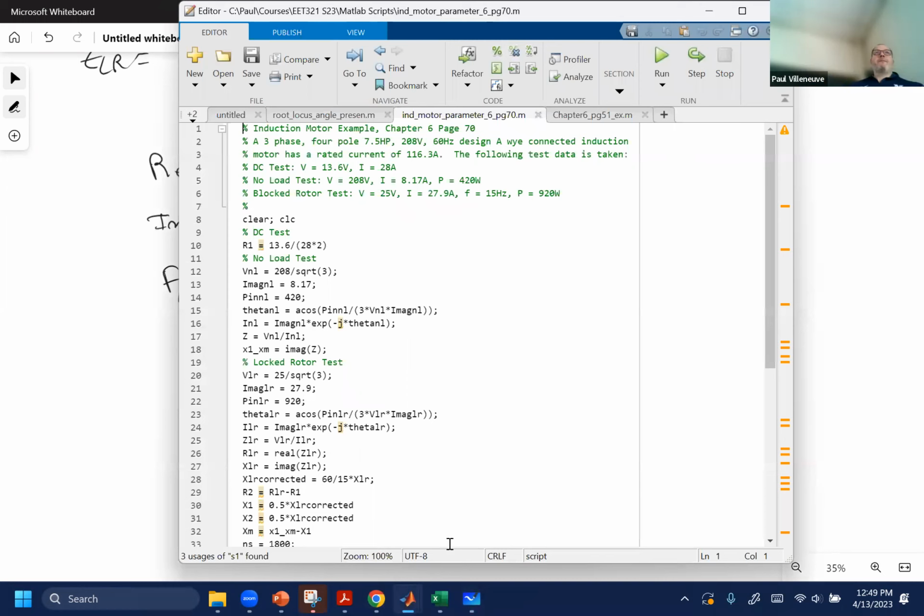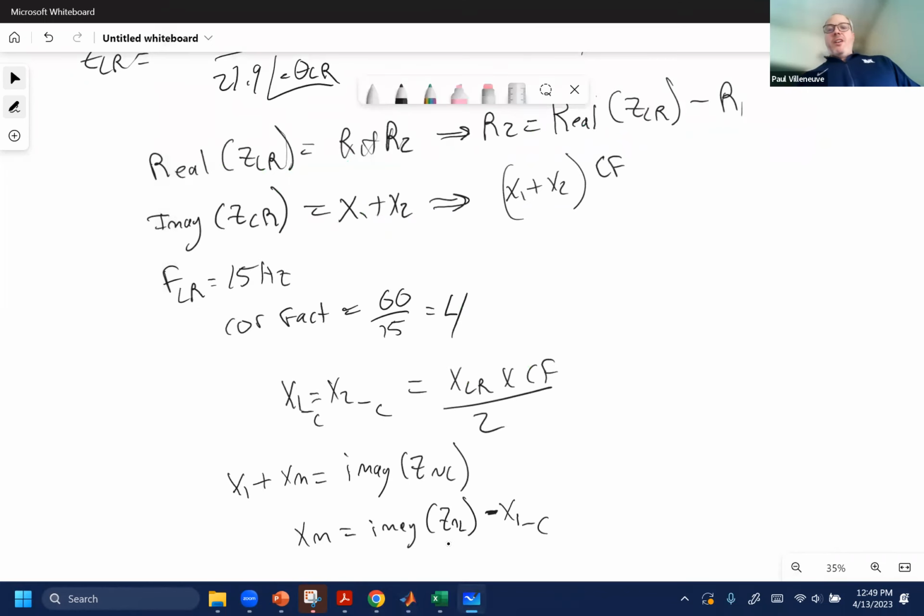Here's how you do it in MATLAB. Did the DC test, did the no load test, did the locked rotor test. And you can see how I corrected my locked rotor. Then I did all my values. Now, all the problem description has done is, once I've done all this process, I have the entire circuit all laid out.